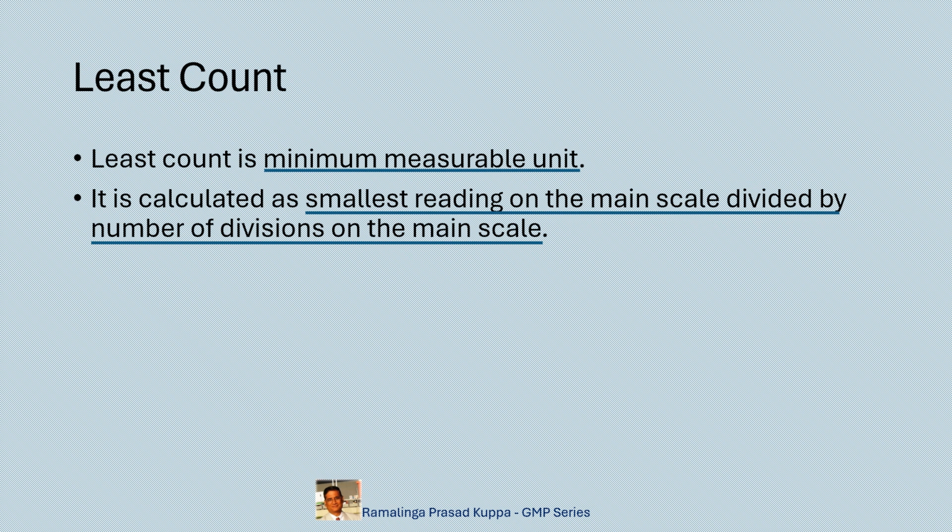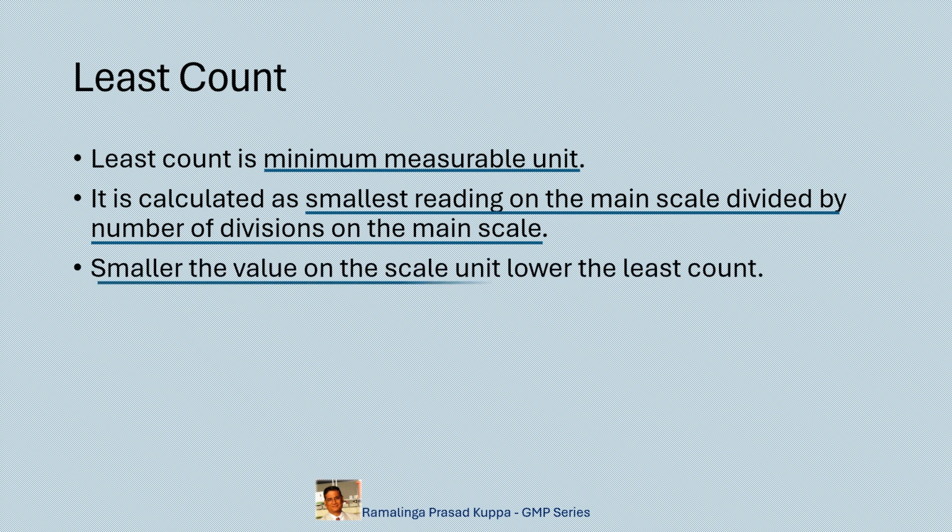To understand this, see the foot scale. It has 30 centimeters. In that, the main scale is 1 centimeter. Each centimeter is further divided into 10 equal smaller units. This is 1 millimeter, which is considered as the least count. Least means the smallest of each unit. In this, each unit is 1 centimeter.